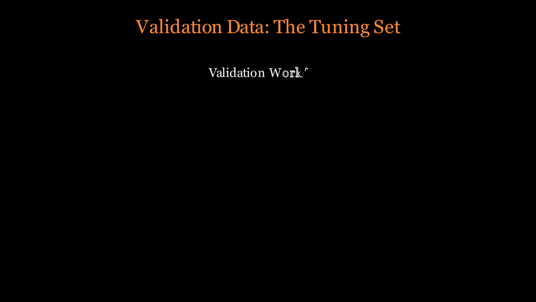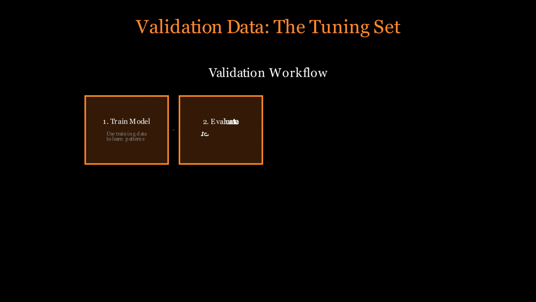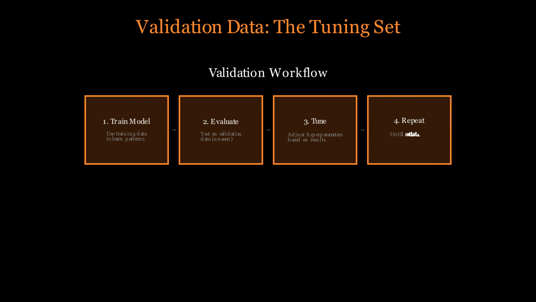Here's the validation workflow. First, we train our model on training data. Then we evaluate its performance on validation data that it has never seen. Based on these results, we tune hyperparameters like learning rate or model complexity. We repeat this cycle until we achieve satisfactory performance. The feedback loop ensures continuous improvement without overfitting to the training data.